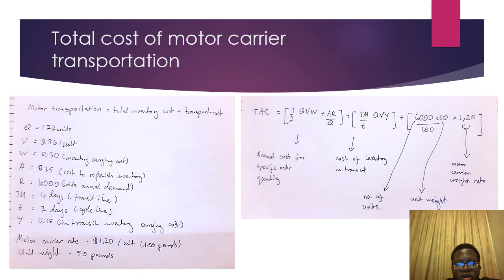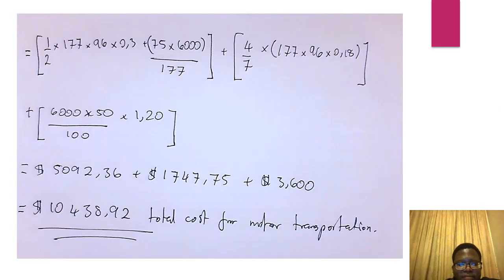Then the transportation cost is simply the number of units, you have the unit weight, and the motor carrier weight rate, which is $1.20. So what happens when we plug it all in together?